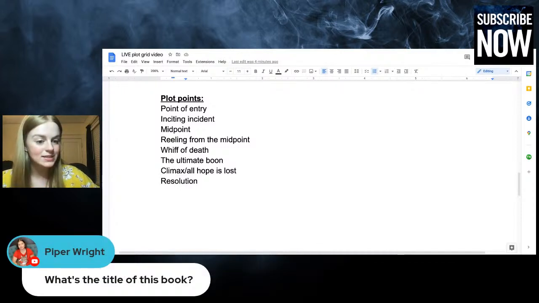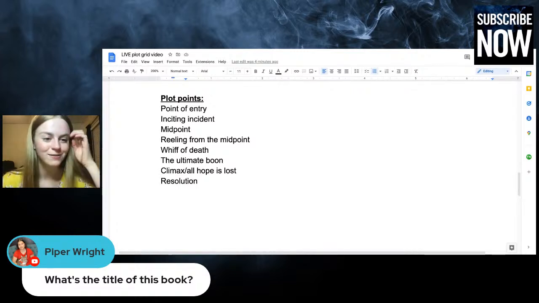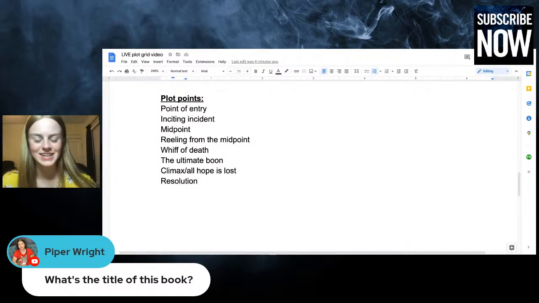Piper asked, what is the title of this book? That is a good question. I typically title books very late in the process, so I don't know, and I'm also very bad with titles, but if anybody has ideas for titles, throw them in there and then I can rename our Google Doc to that title. All right, so let's talk about plot points now.